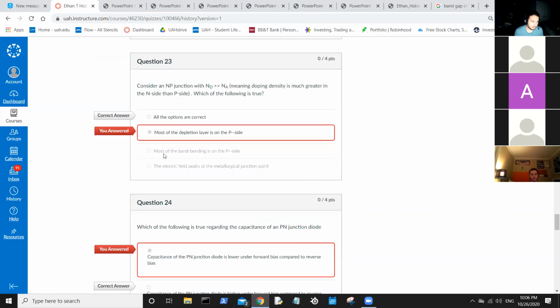With the same reasoning, most of the band bending is on the P side, follows suit because most of the depletion layer is on the P side. Most everything is occurring in the P side because it takes up the greatest magnitude of the depletion region.